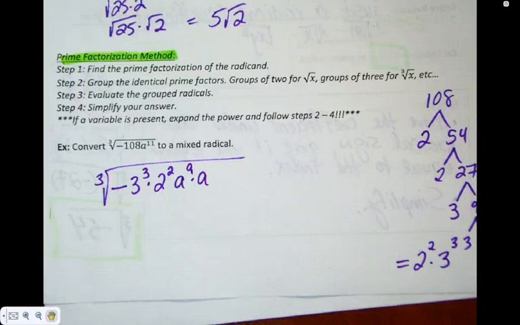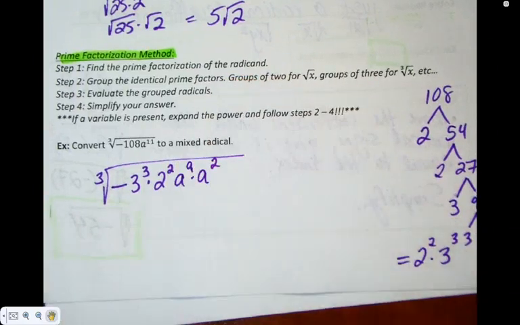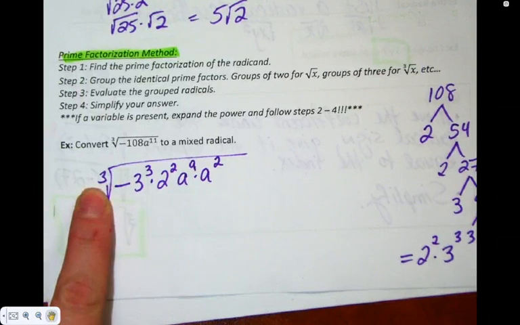What's my leftover? 2. Okay, so all I did was break those a's just like I broke up 108. Why did I choose groups of 3? Why didn't I break 11 into 5 and 6? Why didn't I break it into 7 and 2? Why did I choose to do groups of 3? Because it's a cube root out here.